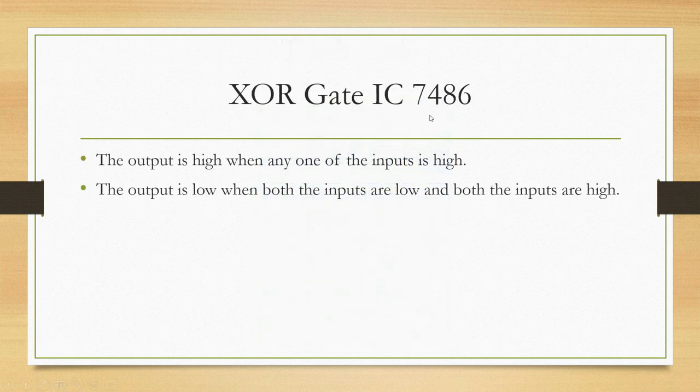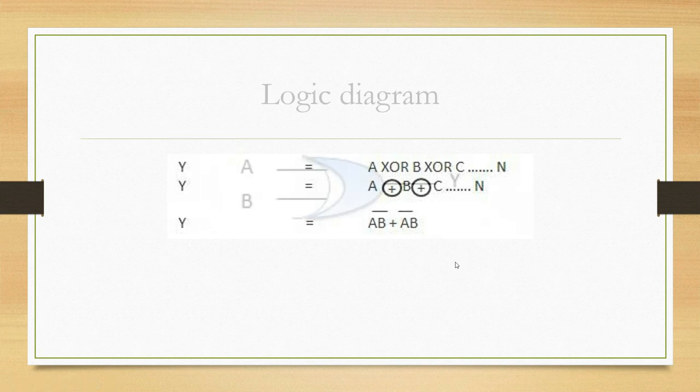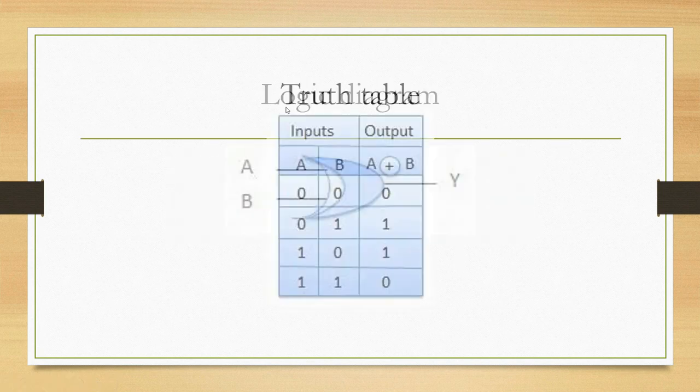XOR gate. The IC used is 7486. Output is high when any one of the inputs is high. Output is low when both the inputs are low and when both the inputs are high. Next, the expression for the XOR gate will be like this, and the logical diagram. Truth table.